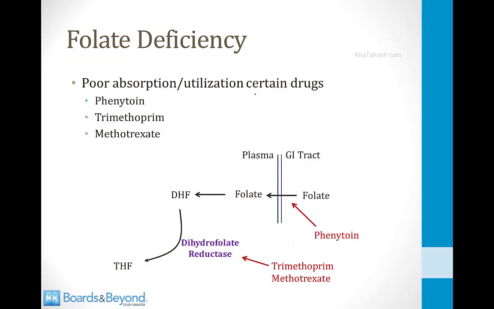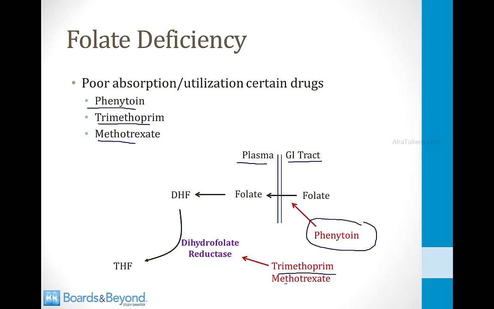You can also develop a folate deficiency when you are taking certain drugs that interfere with folate metabolism. The three drugs that do this are phenytoin, which is a seizure drug, trimethoprim, which is an antibiotic, and methotrexate, which is a chemotherapy agent. When you ingest folate, it goes to the GI tract, obviously, and then the folate must get absorbed into the plasma. And phenytoin interferes with the absorption of folate from the GI tract, and that's how you can develop a folate deficiency when you're on this drug for seizures.